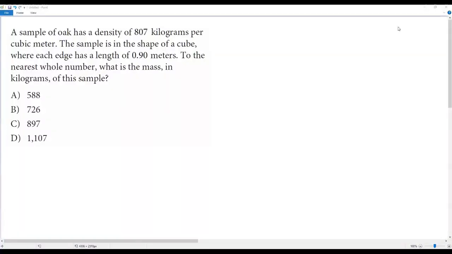Here we have a SAT math question. A sample of oak has a density of 807 kilograms per cubic meter. The sample is in the shape of a cube where each edge has a length of 0.90 meters. To the nearest whole number, what is the mass in kilograms of this sample?